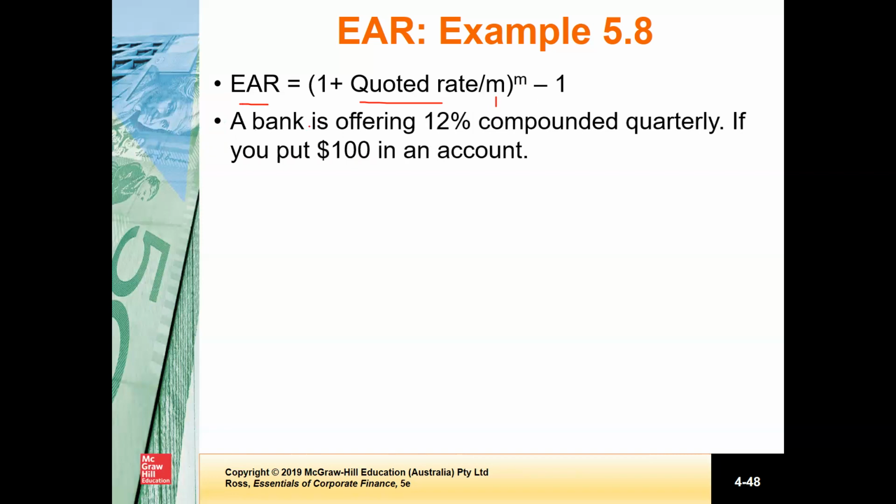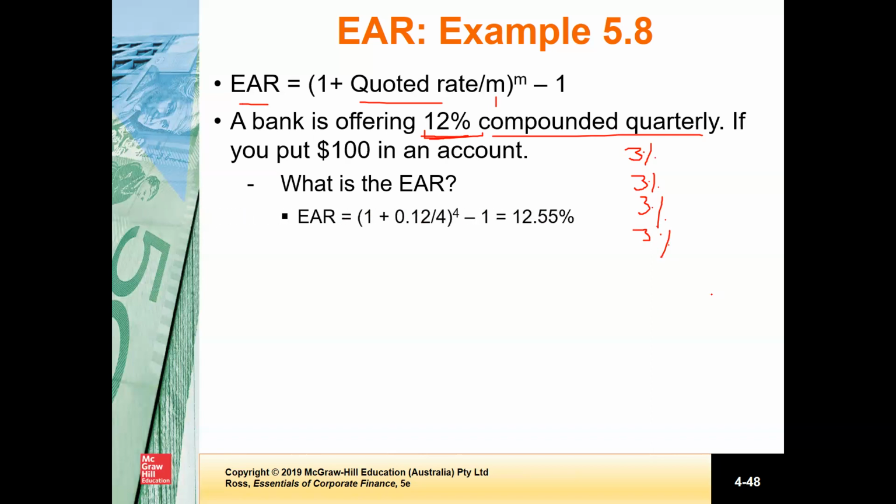Okay, so look at this example. A bank is offering 12% compounded quarterly. If you put $100 in an account, what is the EAR? This 12% is the quoted rate. That means 12% is the annual rate. However, it is compounded quarterly, which means that although it is 12% annually, it will be paid quarterly. So quarterly means 3% every quarter: 3% in the first quarter, 3% in the second quarter, 3% in the third quarter, and 3% in the fourth quarter. So this is how 12% will be paid.